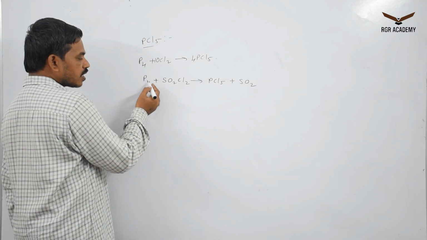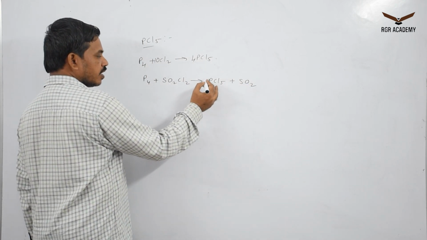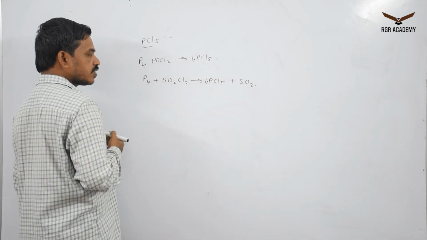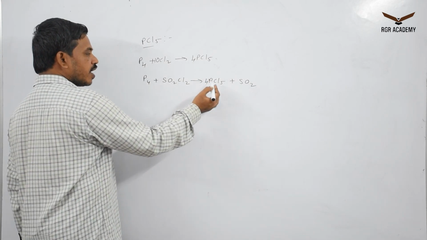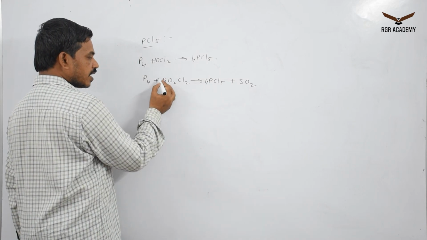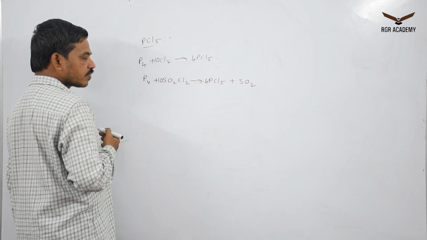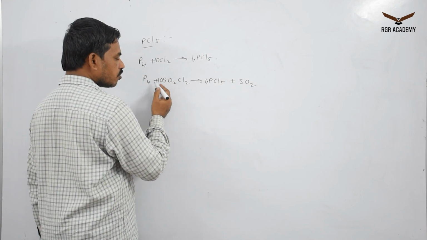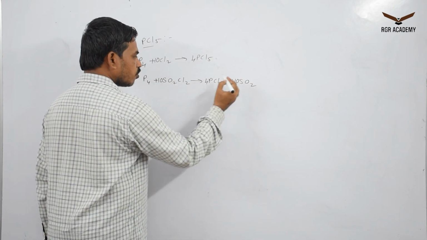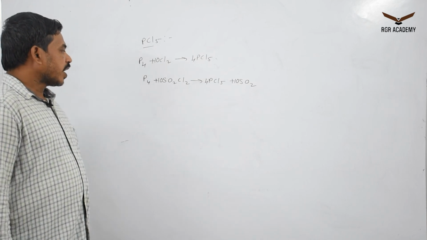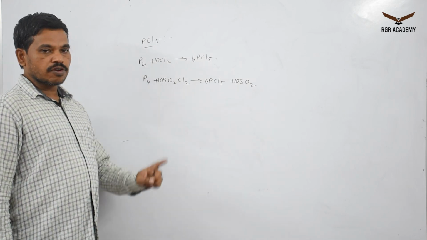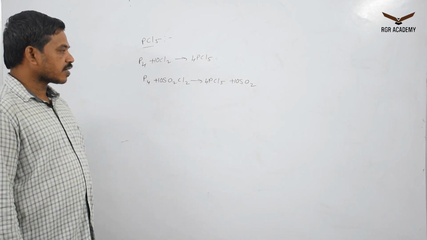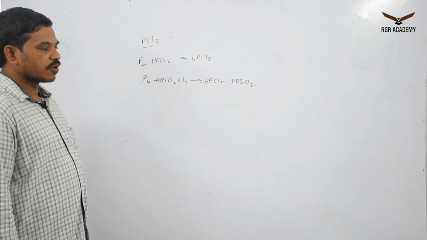How many phosphorus atoms? 4 phosphorus atoms, multiplied with 4PCl5. How many chlorine atoms? 20 chlorine atoms, that is 10SO2Cl2. How many sulfur atoms? 10, that is 10SO2. White phosphorus on reaction with sulfuryl chloride forms phosphorus pentachloride and sulfur dioxide.